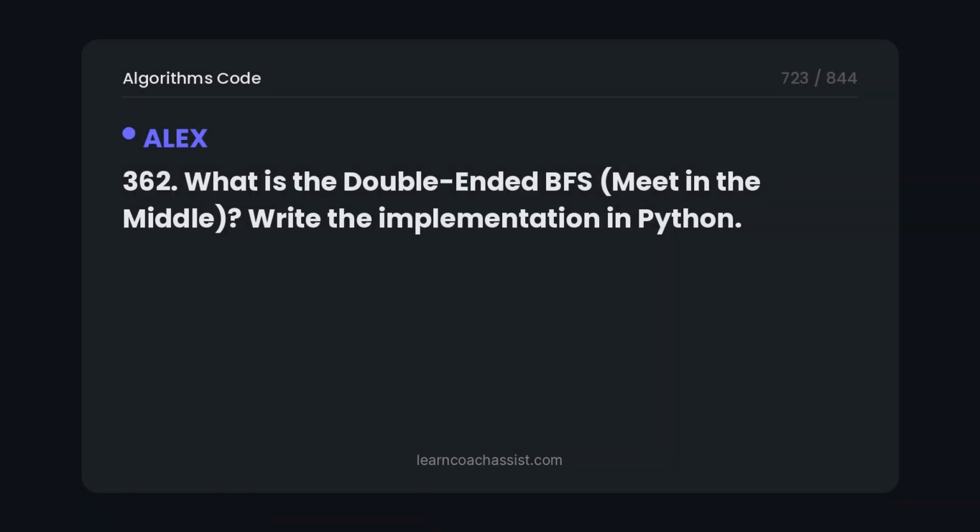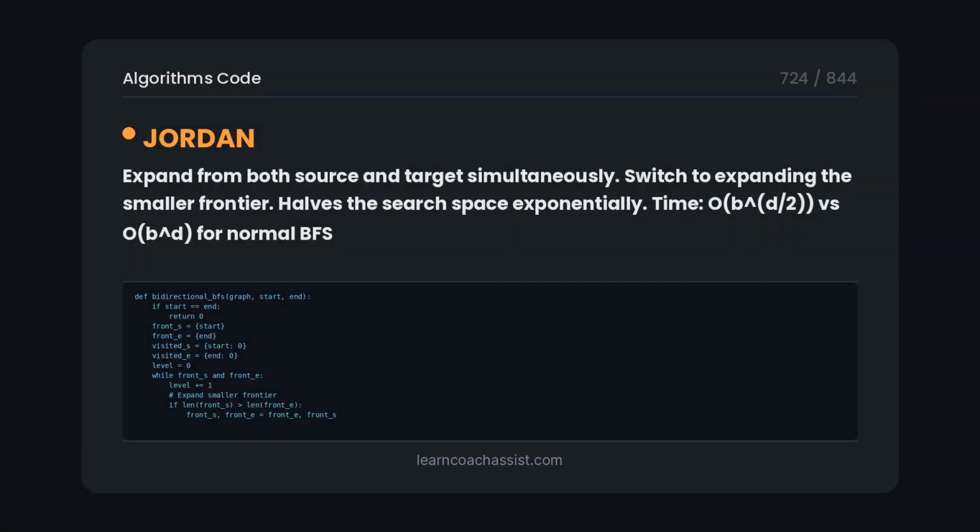362. What is the double-ended BFS, meet in the middle? Write the implementation in Python. Expand from both source and target simultaneously. Switch to expanding the smaller frontier. Halves the search space exponentially. Time O(b^(d/2)) versus O(b^d) for normal BFS.